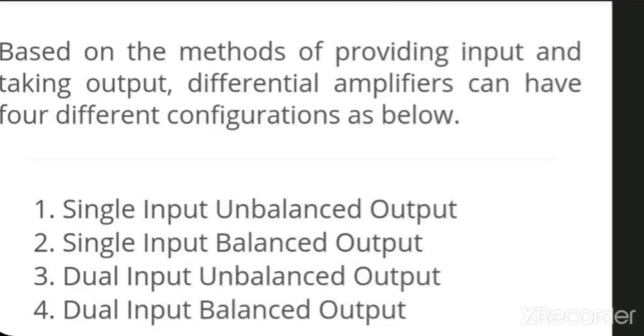If we use two input signals, but the output is measured at one of the collectors with respect to ground, the configuration is called dual input unbalanced output differential amplifier. And last is dual input balanced output. Here we use two input signals, but the output voltage is measured between two collectors. Hence the name is dual input balanced output differential amplifier.